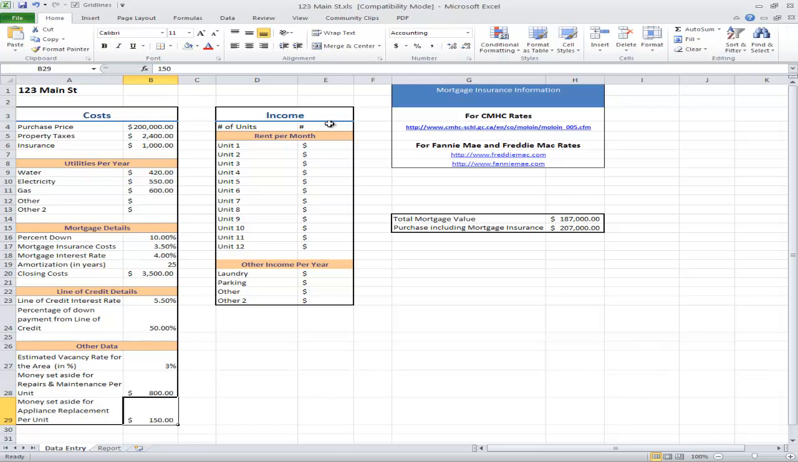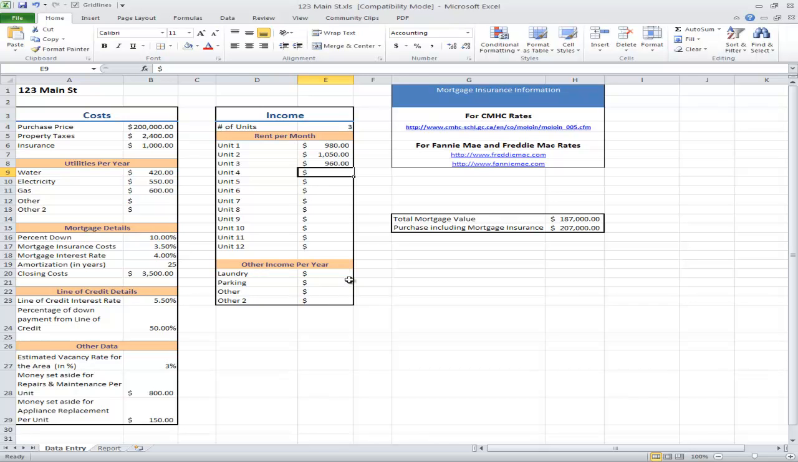Now the good side, the income. How many units? I'm looking at buying a small apartment block. It has, let's just say very small, three apartments in it. So rent per month. Unit number 1, how much am I charging in rent? Well, there I'm charging $980. And unit 2, I'm charging $1,050. And unit 3, I'm charging $960. And there are my prices.